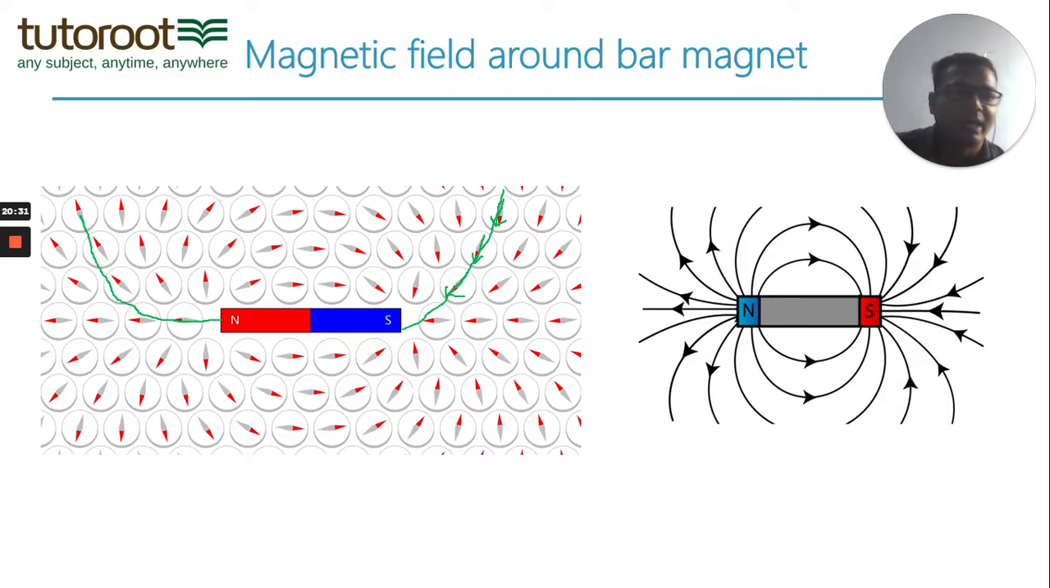So understand this point very clearly. All these lines are continuous. What do you mean by continuous? Continuous means that these lines which come out of the north pole get back into the south pole, and inside the magnet they continue running from south to the north pole. So you can see that they are causing closed lines or closed loops. So all magnetic field lines are closed loops.